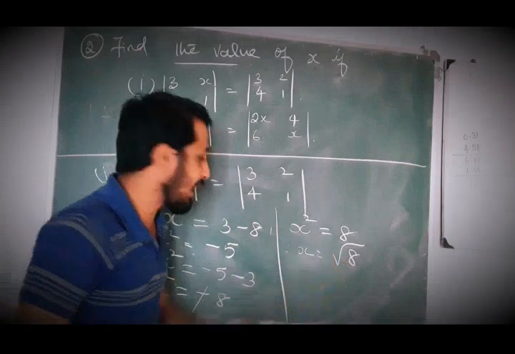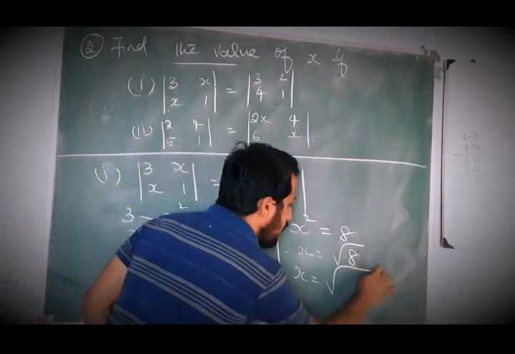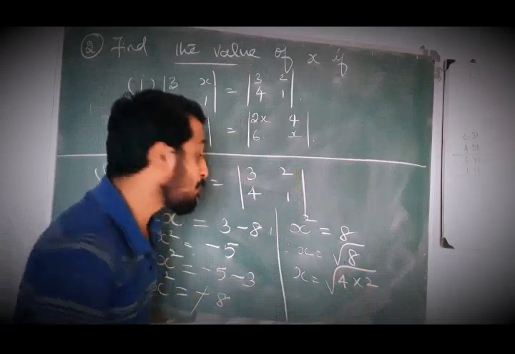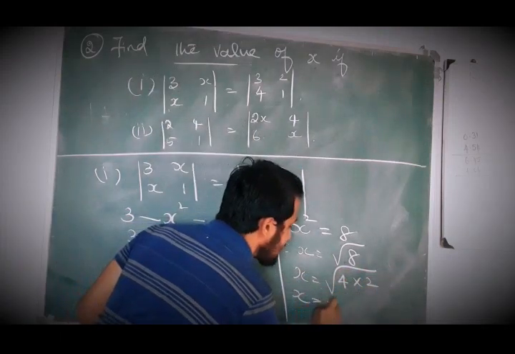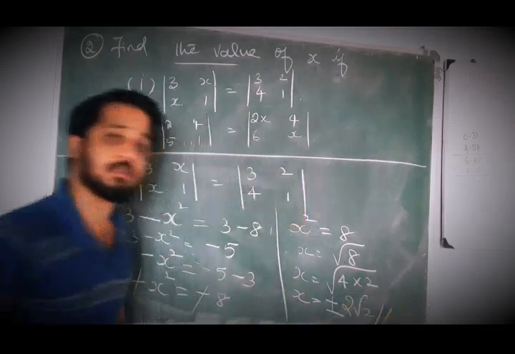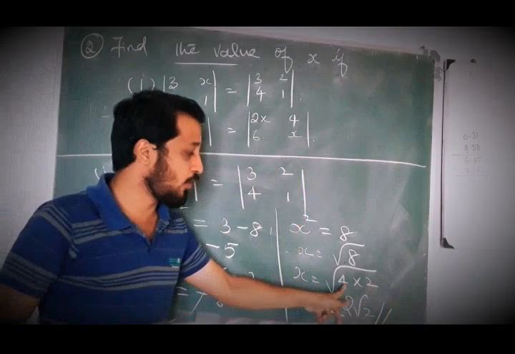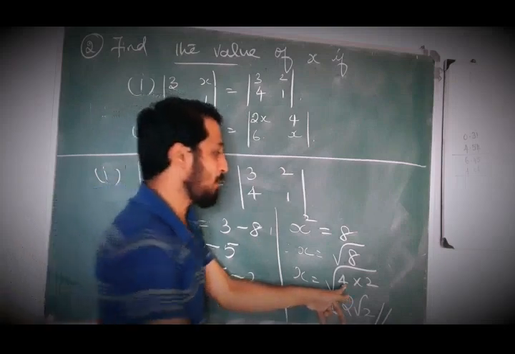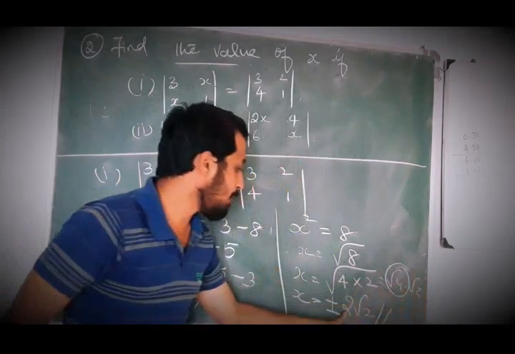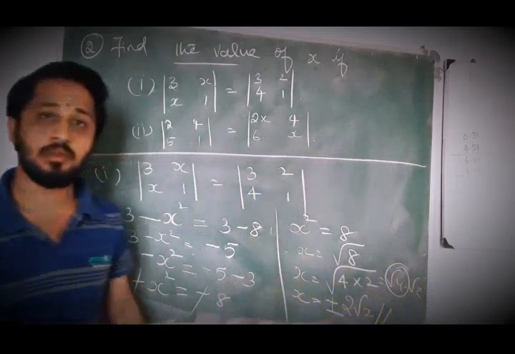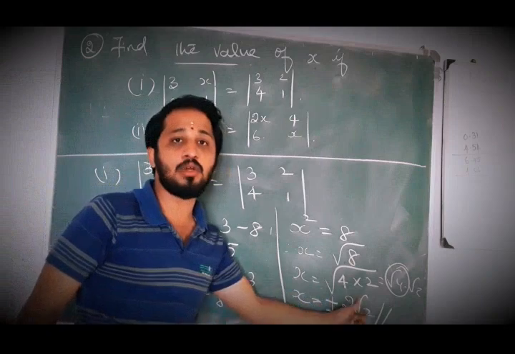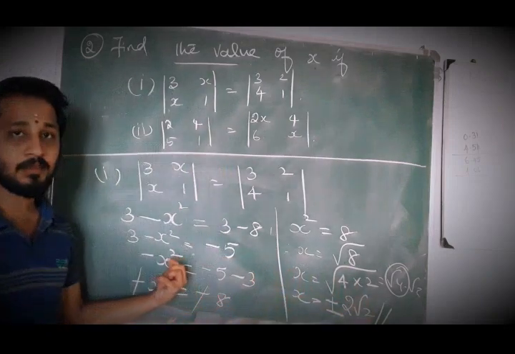This root 8 can be written as root of 4 into 2. So root 4 gives plus or minus 2. That is, x is equal to plus or minus 2 root 2. This is the right answer. This can be written as root 4 into root 2, and root 4 is nothing but plus or minus 2, so plus or minus 2 root 2. The value of x is equal to plus or minus 2 root 2. Is it clear? Go through that.